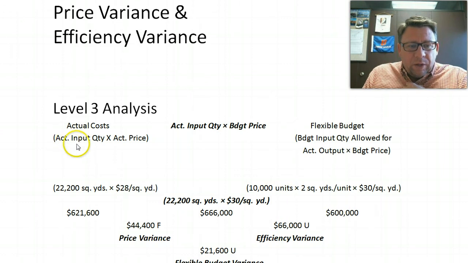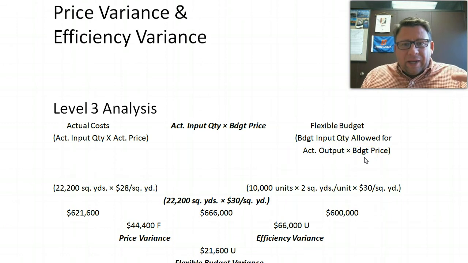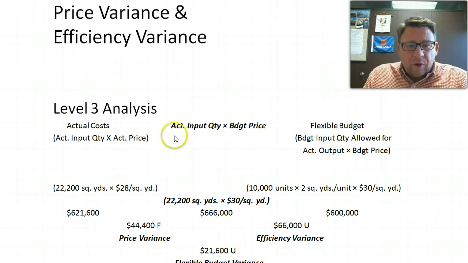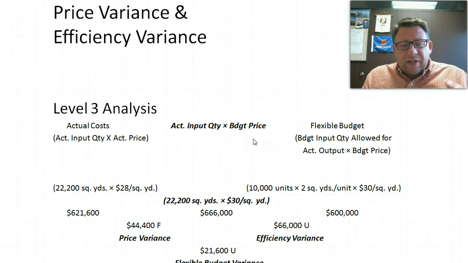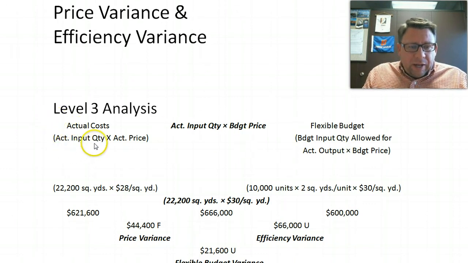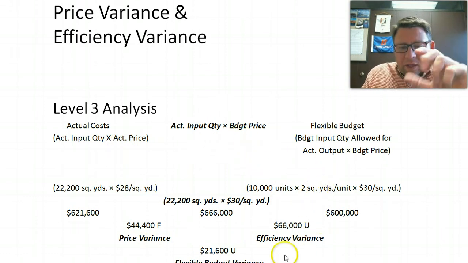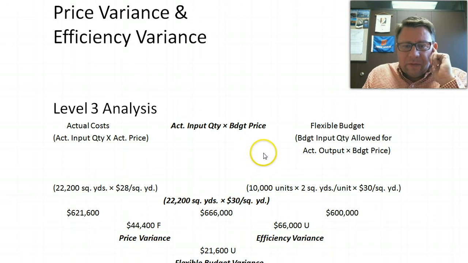Notice here I have actual input, actual price. Budgeted input allowed for actual output, budgeted price. Well, I can now put those two together and come up with actual input times budgeted price. And so this is how I can keep one variable constant over here. Actual input and actual input means that what I'm really doing on the price side is comparing actual price with budgeted price.